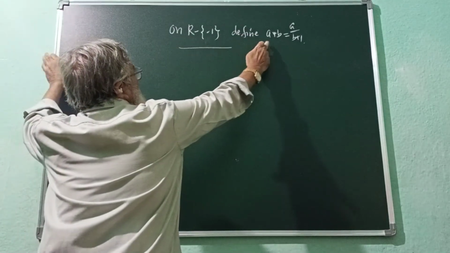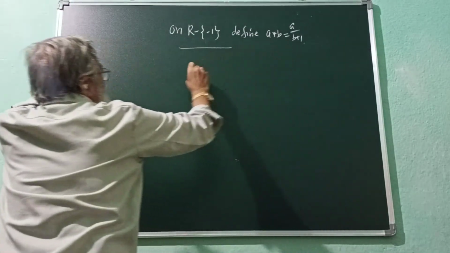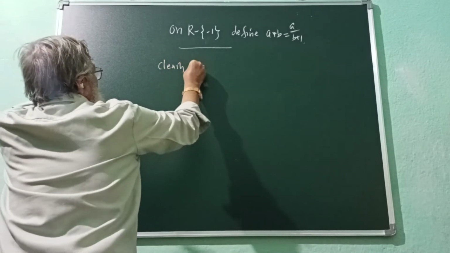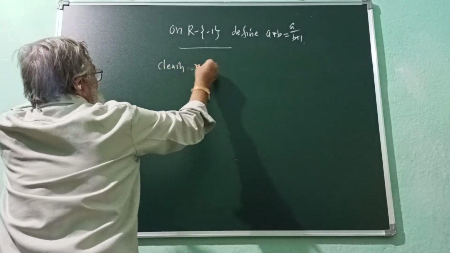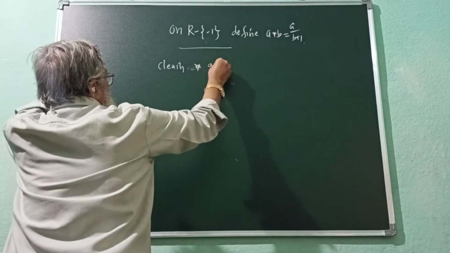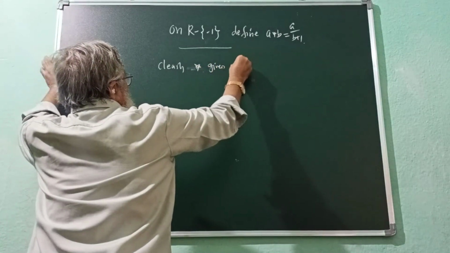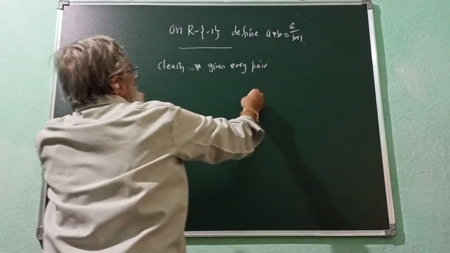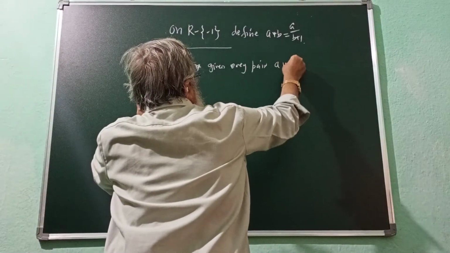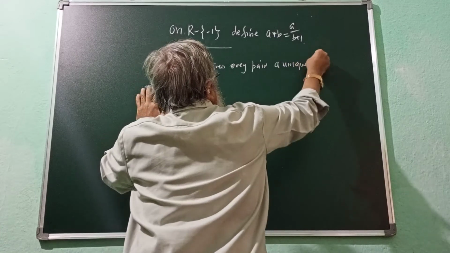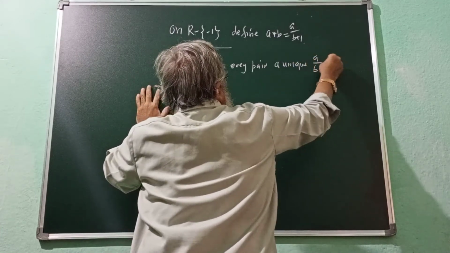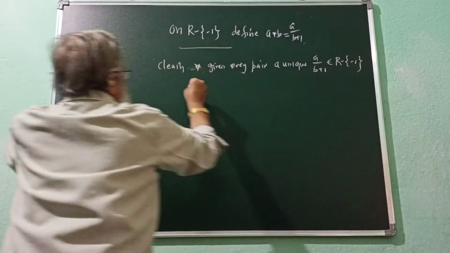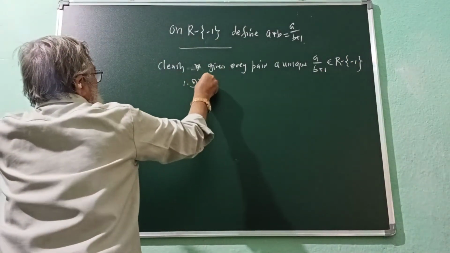Alright. Every pair gives a unique element, therefore it is a binary operation. Clearly, this star gives every pair a unique A by (B plus 1), which also belongs to R minus {minus 1}. Therefore, it is a binary operation.